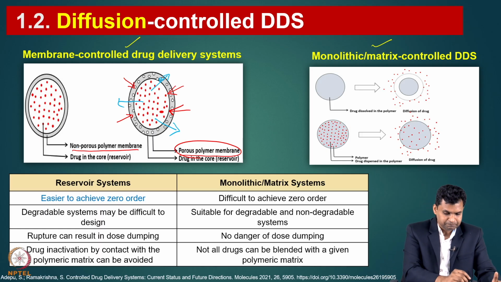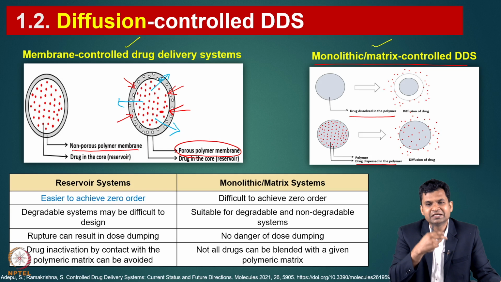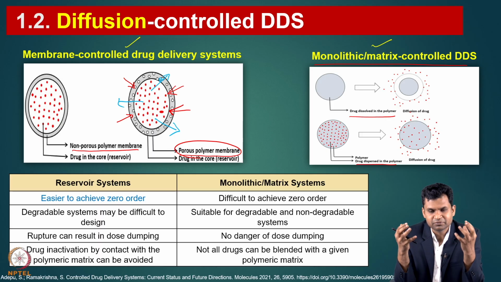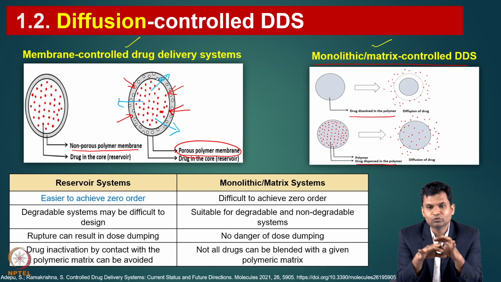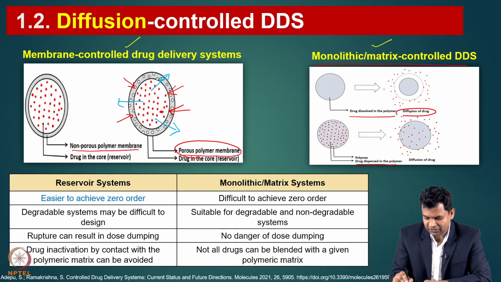And in another image we can see the monolithic matrix control systems. The drug is dissolved in the polymer, or the drug is dispersed in the polymer. By using these polymers as monolithic or matrix systems, we can dissolve the drug in the polymer and make a matrix system, and in other cases we can disperse the drug in a matrix system using the polymer, but there your drug will not dissolve, and you can see the performance in the diffusion of the drug.